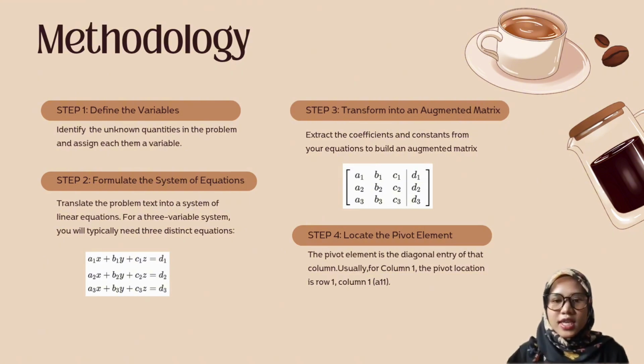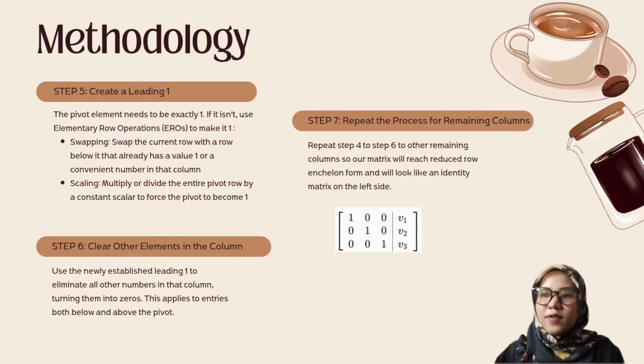Step 4. Locate the pivot element. Starting with column 1, the pivot element is the diagonal entry of that column, such as, for column 1, the pivot location is row 1, column 1. Step 5. Create a leading one. The pivot elements need to be exactly 1. If it isn't, we need to use elementary row operations to make it 1 by the swapping or scaling method.